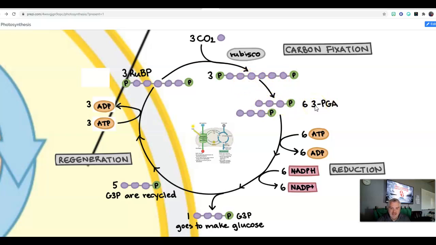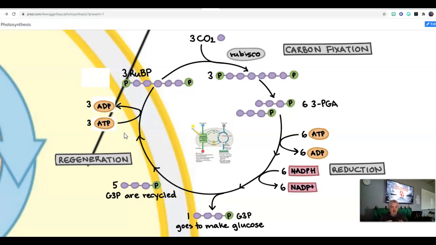I know it's confusing. And then of those 6, only 1 is going to leave the whole Calvin cycle. And the other 5 are going to be regenerated. They're used to regenerate the 3 RuBP. I know it's kind of confusing, but what I want you to really know is that it takes 1 complete cycle to just add 1 carbon to that glucose.